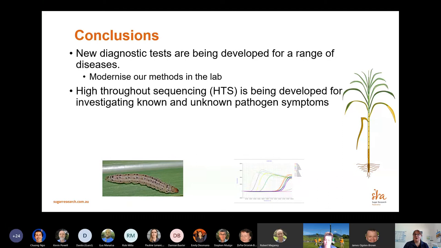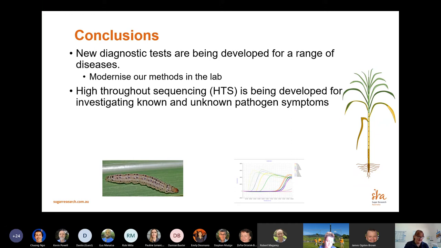We're also looking at high-throughput sequencing, developing that for investigating known and, importantly, unknown pathogens. Now, if you remember back to what I said about why we used ELISA, because ELISA was really good at detecting mosaic, very good at detecting things that are not necessarily 100% what you're looking for. So it will detect sorghum mosaic virus if you're looking for sugarcane mosaic virus. Sometimes if you make your test extremely specific, you might miss things that are a little bit different. So high-throughput sequencing is there to kind of fill in those gaps.